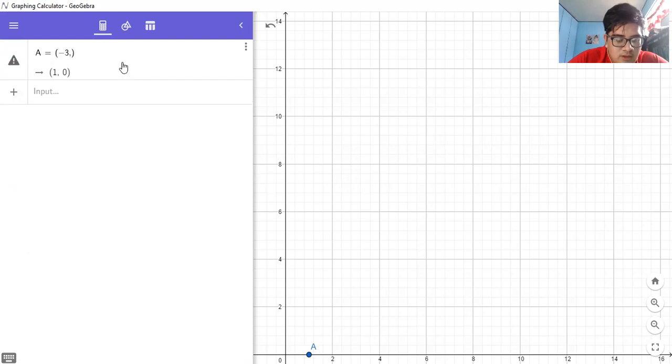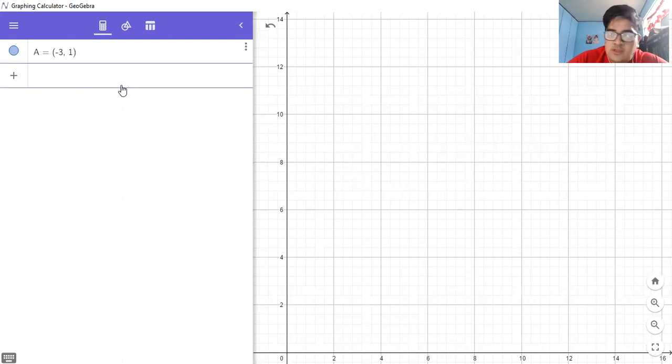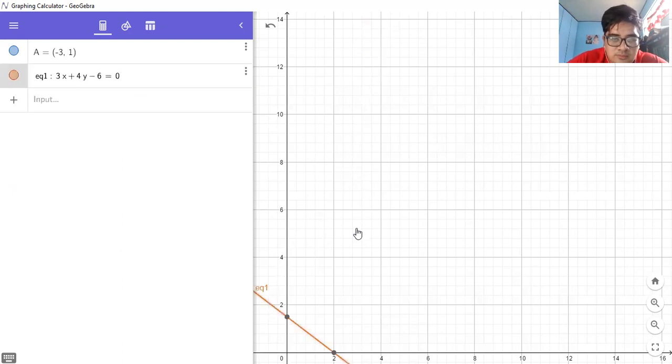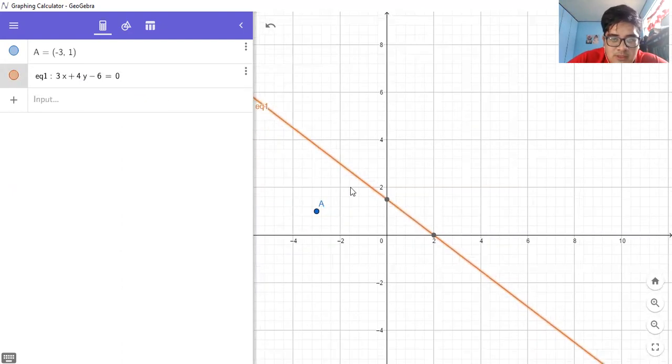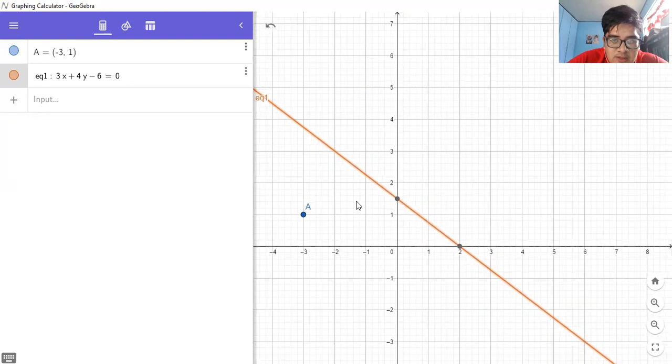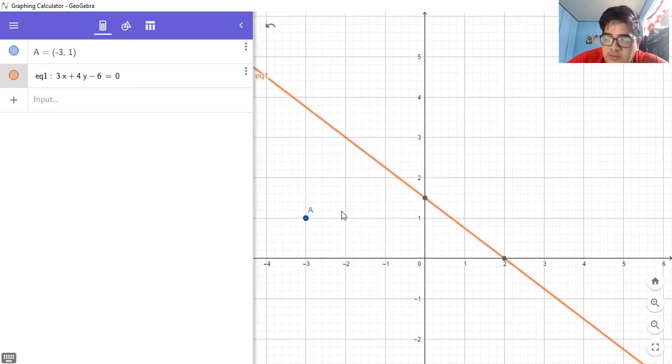Negative 3, 1. Okay, tapos ano yung point natin? Yung line natin, 3x, ano to? 3x plus 4y minus 6 is equal to 0. Ngayon, mapapansin nyo, kung i-zoom in natin, yung kanina sagot natin na 11 over 5, ito yung distance ng point na to sa red na to, yung perpendicular distance.